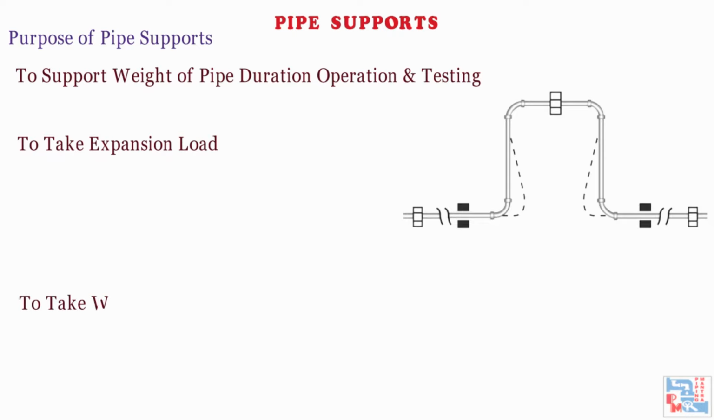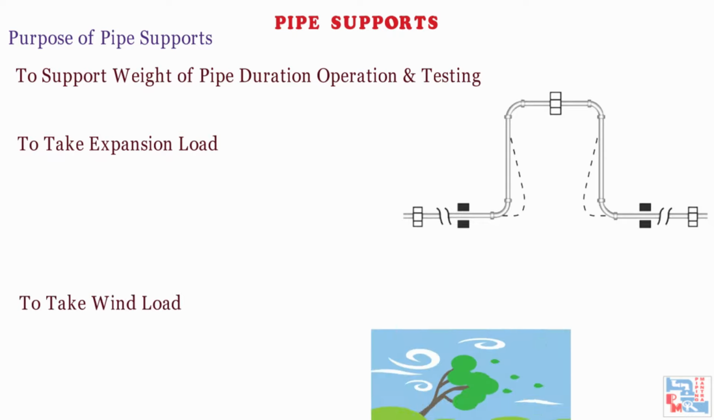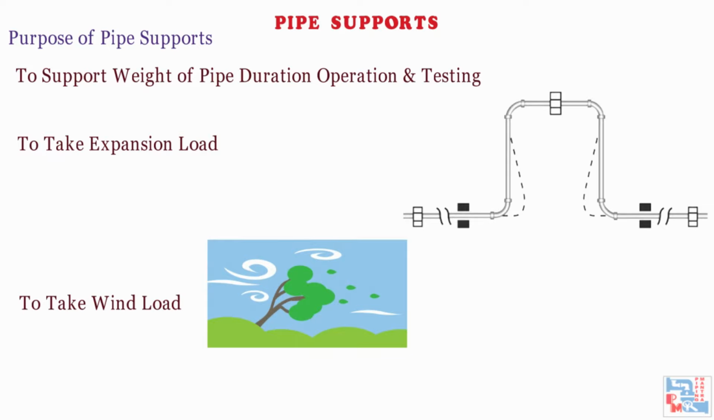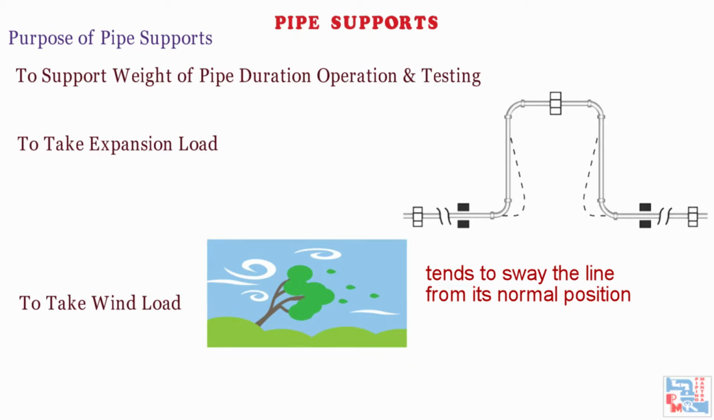Next is to take wind load. Wind introduces lateral load on the line. This load is considerable, especially on large diameter pipes. This tends to sway the line from its normal position, and line must be supported and guided against it. In case of large diameter overhead lines supported by tall support extended from floor, wind load introduces large bending moment and should be considered critically.